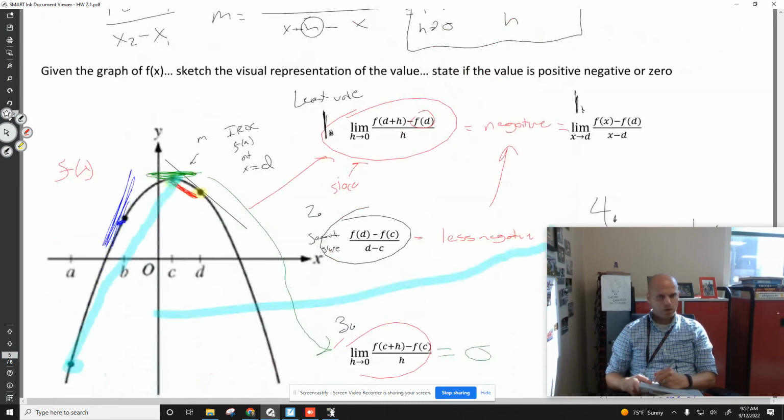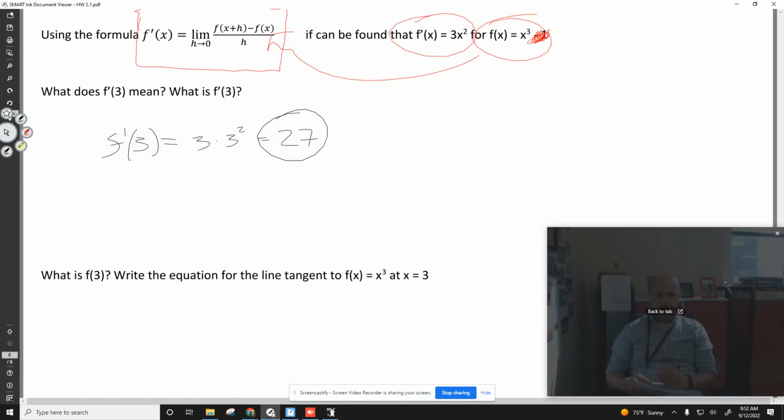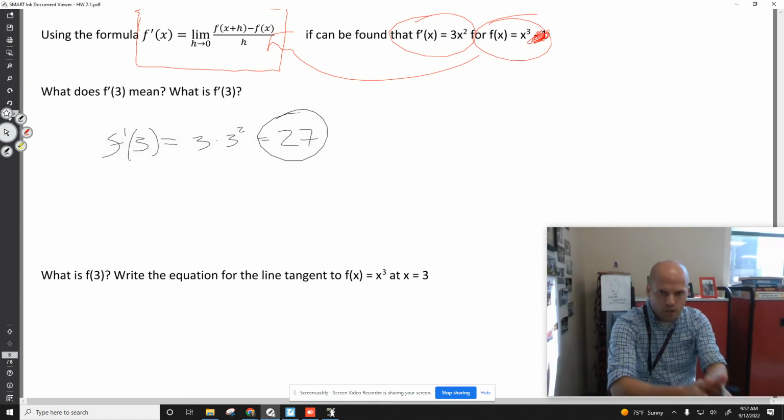So this is what's really different about this class: you're going to be asked to find stuff about a function, but you're actually not going to use the function. You're going to use its derivative function.